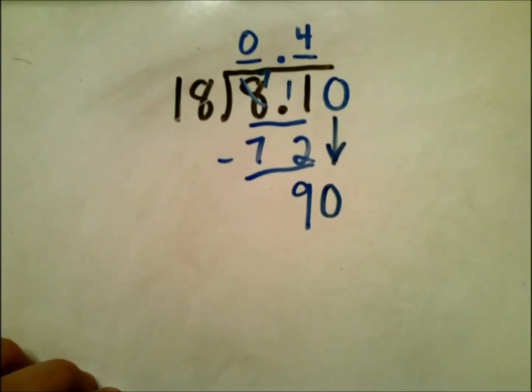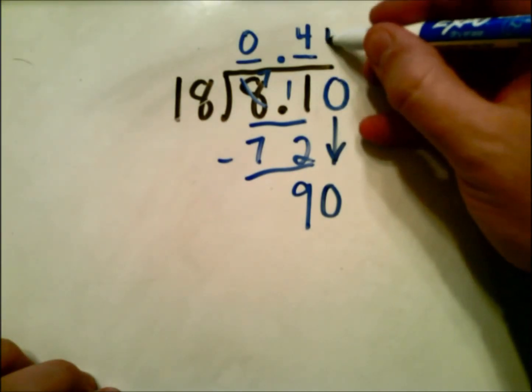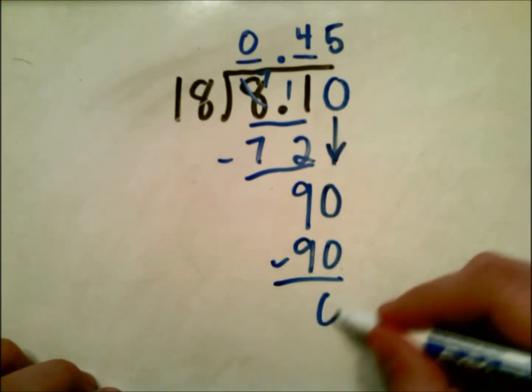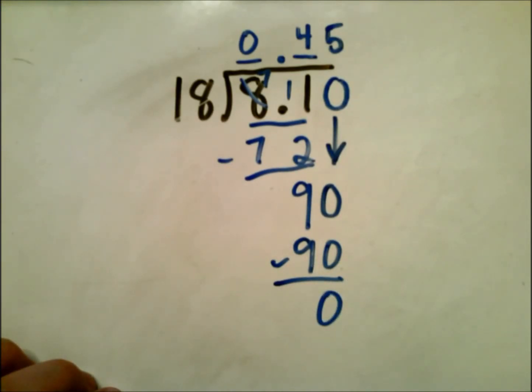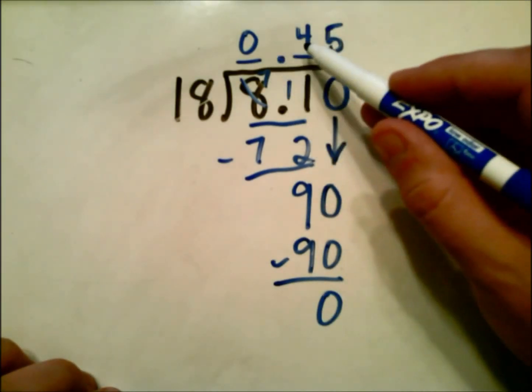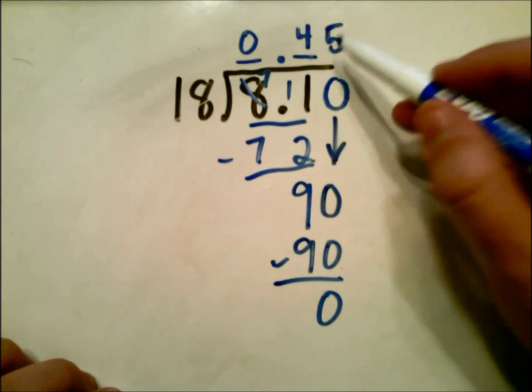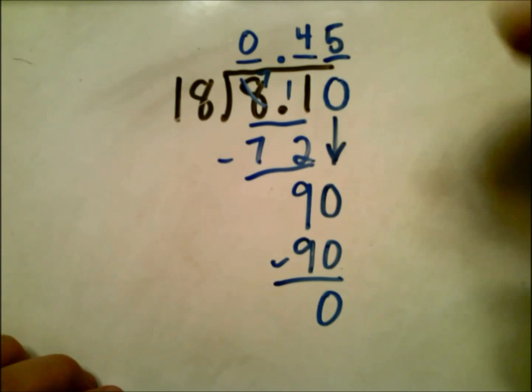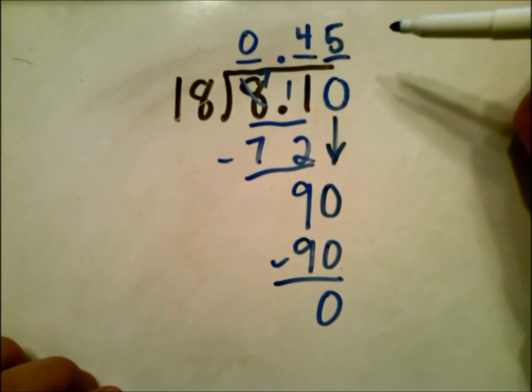So how many times does 18 go into 90? Well, it goes in 5 times, and it goes in evenly. Okay, so we subtract, we get 0. So our answer here is 0 and 45/100ths. Okay, and we can add that there retroactively after the fact, but we don't need to. We know that that's our answer.